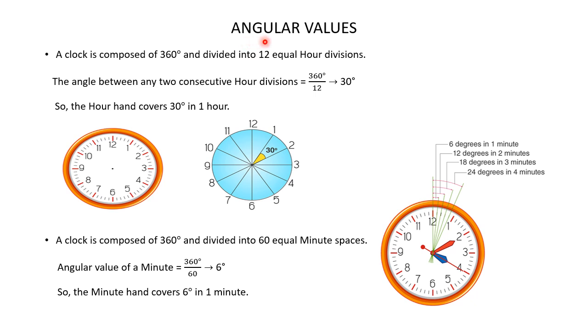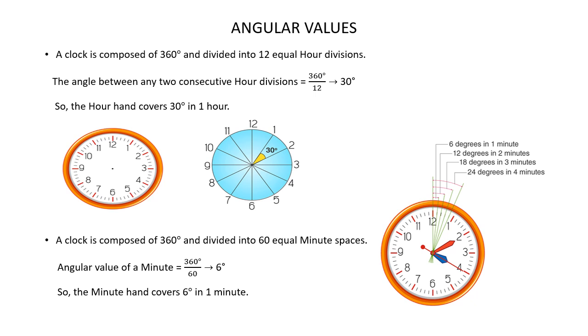Let's now learn about angular values. A clock is composed of 360 degrees and is divided into 12 equal hour divisions. The angle between any two consecutive hour divisions is 360 degrees divided by 12, which is 30 degrees. So the hour hand covers 30 degrees in 1 hour.